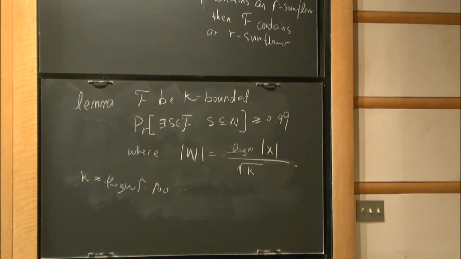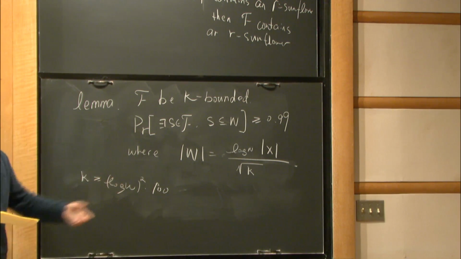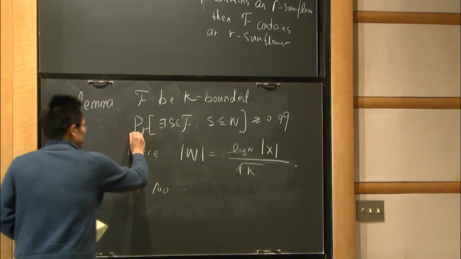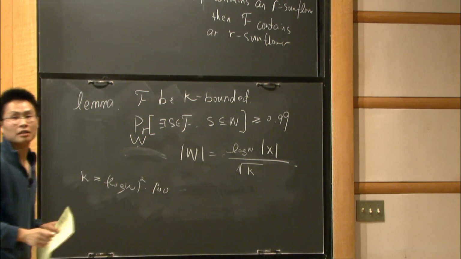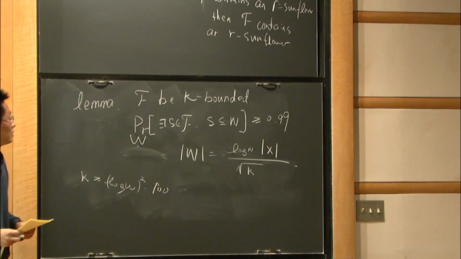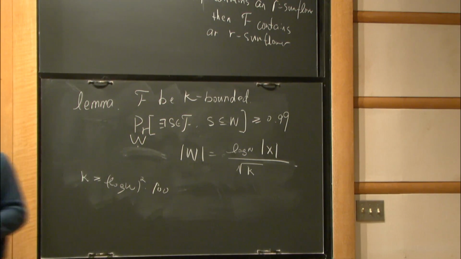But when you say any W, it's a random W. Yeah, random W of this size. That's what the probability is over. This is uniform, this is random seeded over W. Okay, I see.